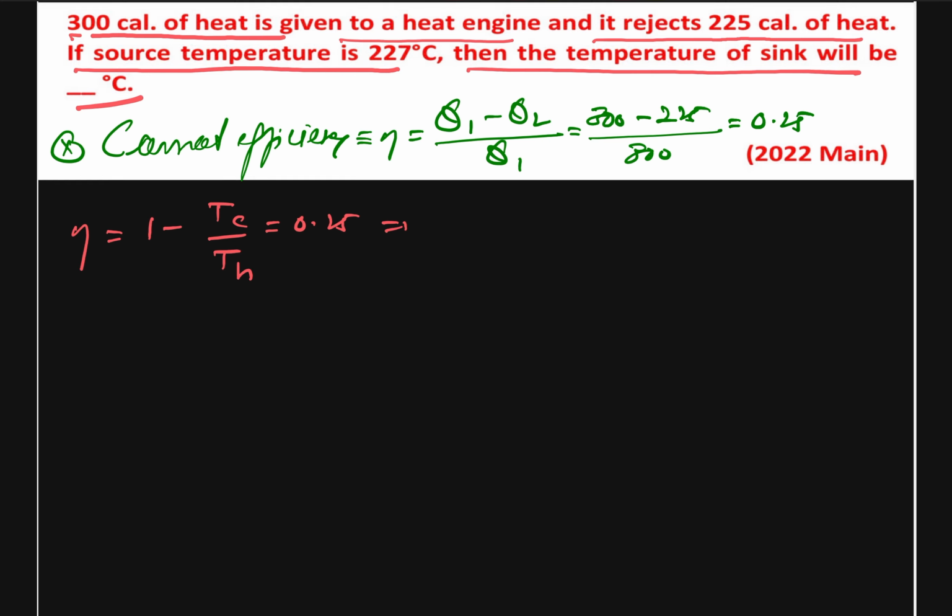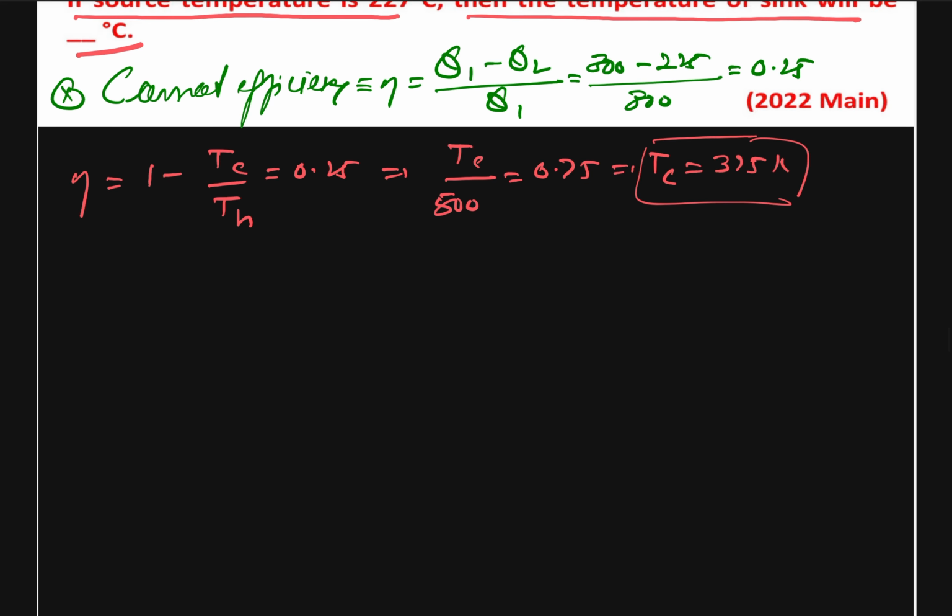So we get this as our temperature of the cold, and the source is 227, so this comes as 500 Kelvin. So Tc over 500 Kelvin is equal to 0.75. This gives a Tc equal to 375 Kelvin, and we have to find out the degree centigrade. So from here we can say that our Tc will be equal to 375 minus 273, which gives us 102 degree centigrade.